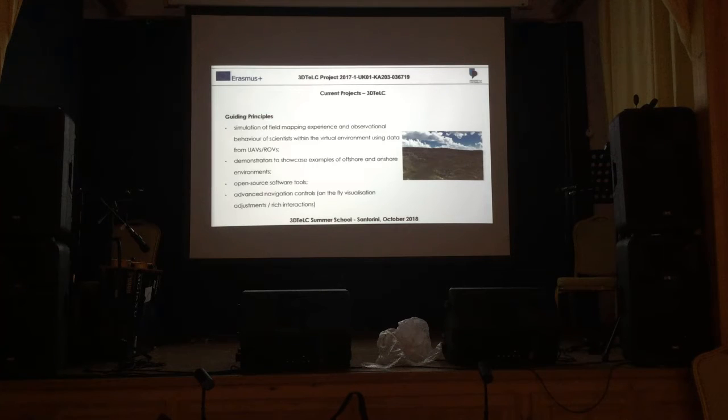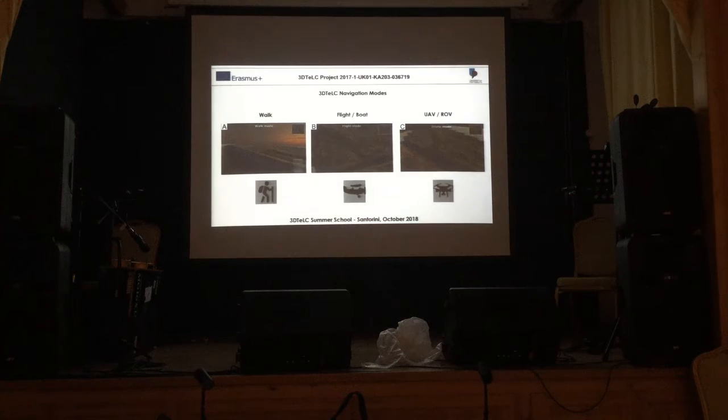And another nice thing about all this is that all these tools are open source. This means that people can look at them, they can build upon these tools. Then we can start having a community building upon this and creating. And you know, software is something that is alive, right? If people don't use it, if they don't develop, if they don't contribute, it dies, right? And we definitely don't want this to happen. And of course, we want to have advanced navigation controls, like on-the-fly visualization and adjustments, and have what we call rich interactions. That is really, really important in order for tools like that to be successfully used.